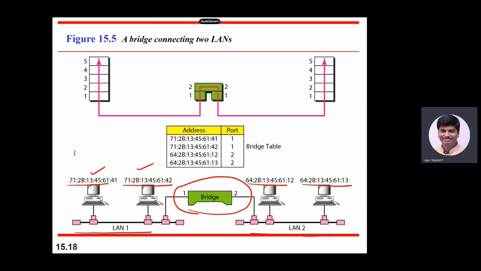You know the MAC address is a 48-bit address, and how many hexadecimal digits are needed? I hope you know this calculation: 6 bytes are being represented and each byte has 2 hexadecimal digits. For the ease of discussion, let's take the last byte alone, because it will be much easier to deal with. So 41 and 42 are the hardware addresses in LAN 1, and 12 and 13 are the hardware addresses in LAN 2. In this example, the bridge has only two IO ports, but typically a bridge has more IO ports.